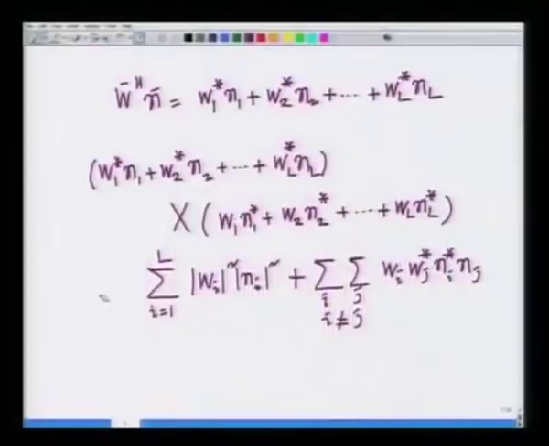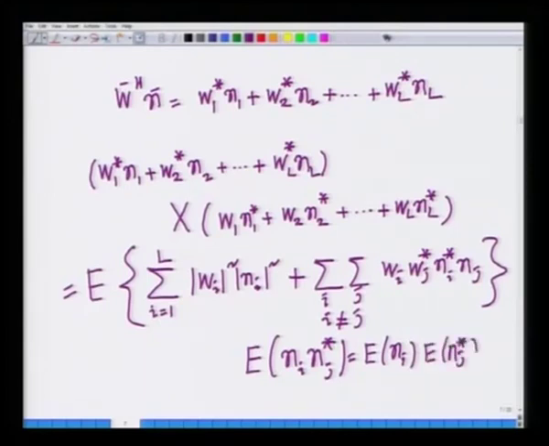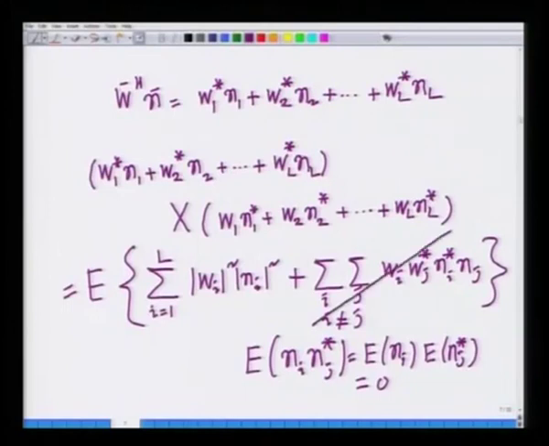Now, if I take the expected value of this whole thing, you can see that the cross terms, which are Ni and Nj, are 0, because expected Ni Nj conjugate is nothing but expected Ni times expected Nj conjugate, because the noises at the different receivers are independent. We know from the properties of independent random variables, that if x and y are independent random variables, then expected xy is nothing but expected x times expected y. But expected Ni and expected Nj are both 0. So, this is 0 times 0, which is 0. So, this term over here to the right is identically 0.